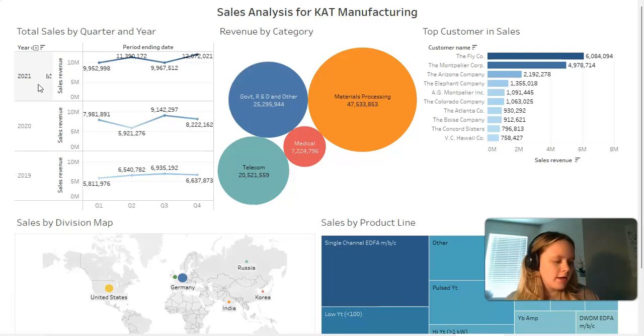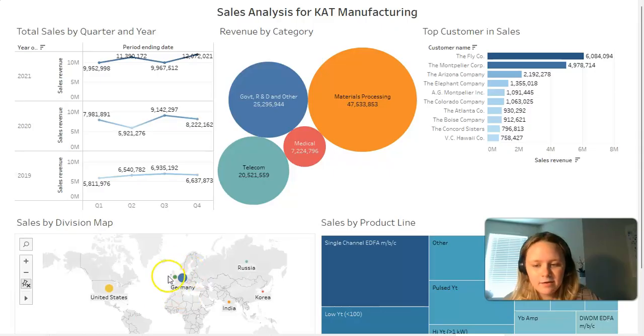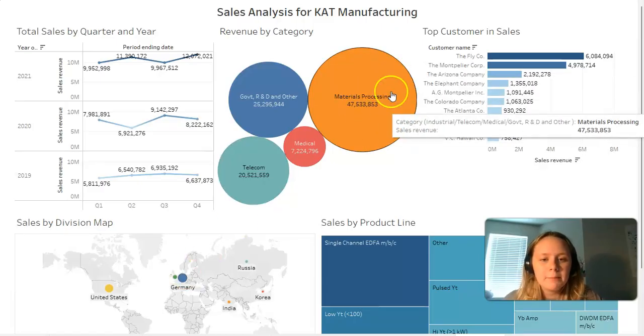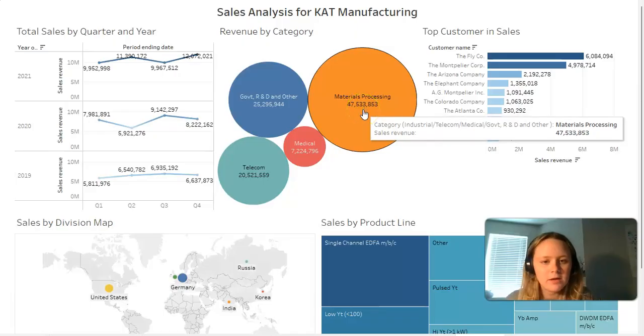And then for the last question, what overall strategy questions do you have? So my first question would be which markets and regions are the most profitable? Germany is the most profitable region as it has the highest bubble and it has 44.499 million in sales. And then the market would be the materials processing with 47.533 million.